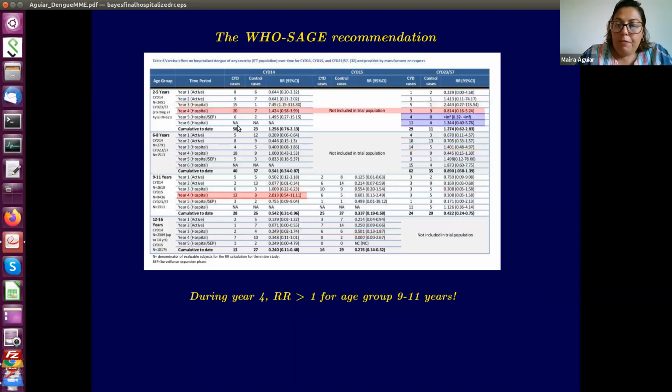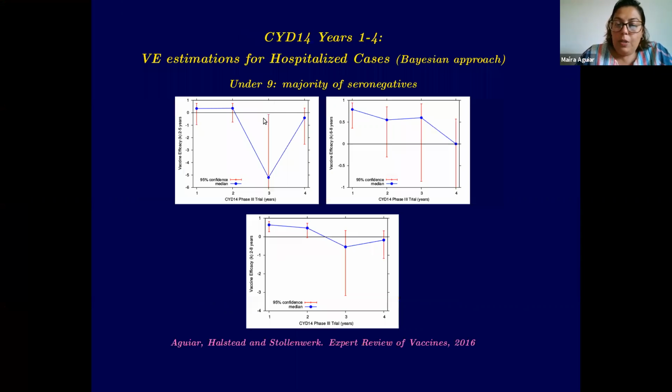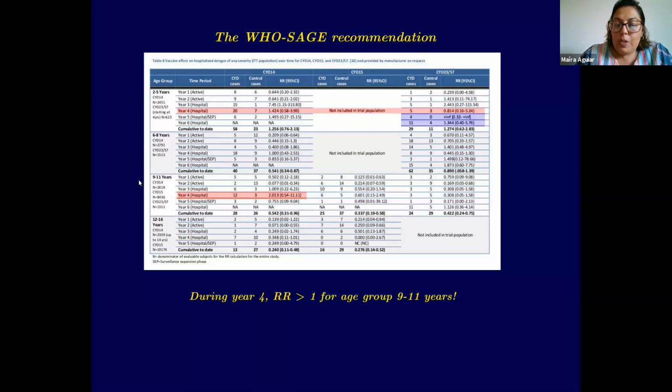And then we look at year 4, and we see that the relative risk for those younger than 9 was still above 1, but the age class for which the vaccine was recommended also had a larger than 1 relative risk. So there were more cases of infection reported in those receiving the vaccine than in those who didn't receive the vaccine. And we started to worry and try to understand why that was happening.